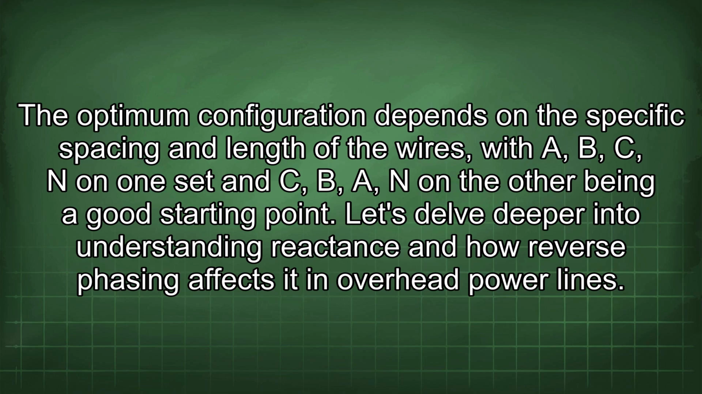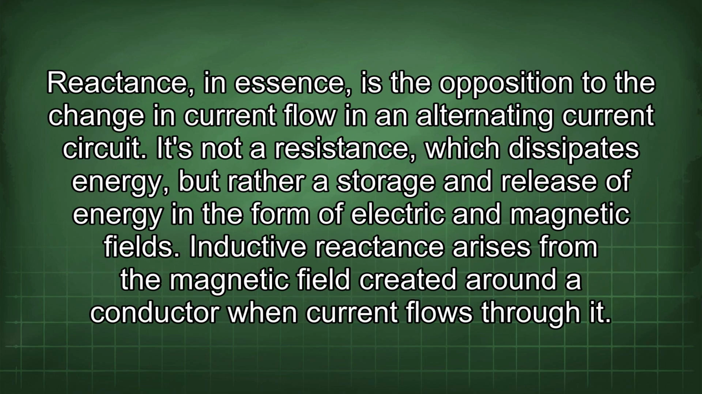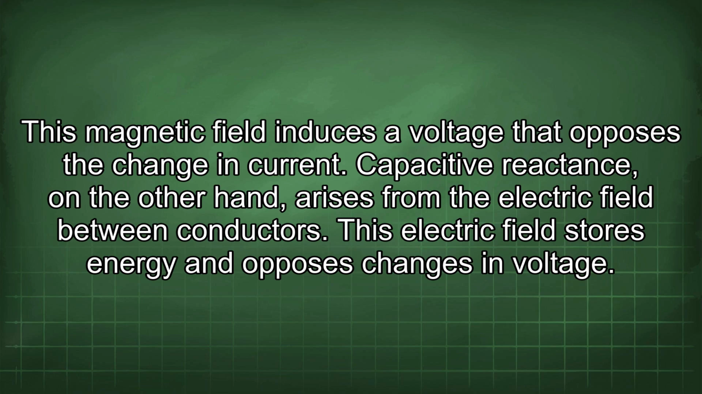Let's delve deeper into understanding reactance and how reverse phasing affects it in overhead power lines. Reactance, in essence, is the opposition to the change in current flow in an alternating current circuit. It's not a resistance which dissipates energy, but rather storage and release of energy in the form of electric and magnetic fields. Inductive reactance arises from the magnetic field created around a conductor when current flows through it. This magnetic field induces a voltage that opposes the change in current.